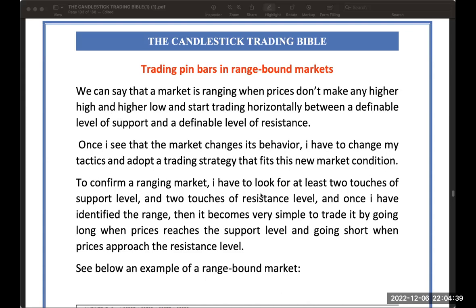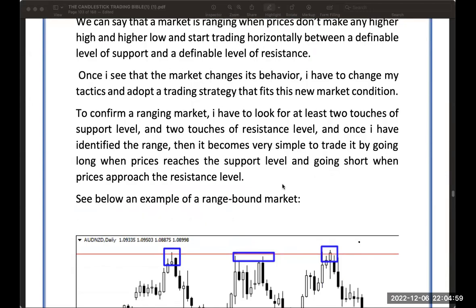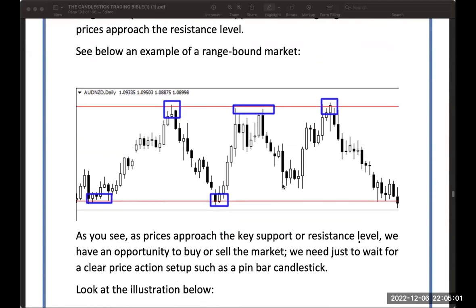To confirm a ranging market, I have to look for at least 2 touches of the support level and 2 touches of the resistance level. And once I have identified the range, then it becomes very simple to trade it by going long when price reaches the support level and going short when price reaches the resistance level. See below an example of a range-bound market.